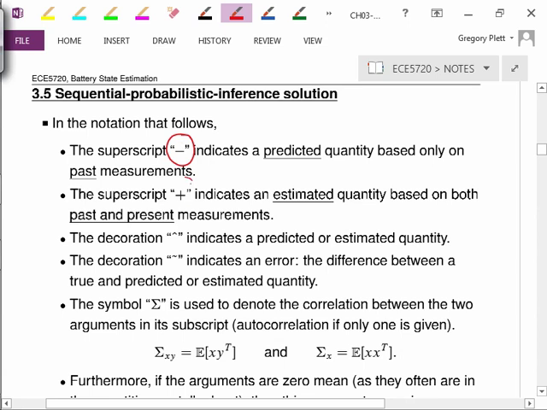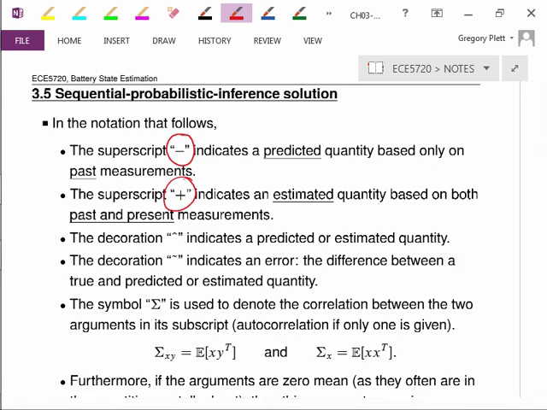A superscript plus, on the other hand, indicates an estimated quantity. So there's a difference between a prediction and an estimate, and I'll try to be careful and precise when I use the terms. An estimated quantity is also some guess as to the value, but it's based both on past and present measurements. So there's no deficiency in the data set. It uses all available data.